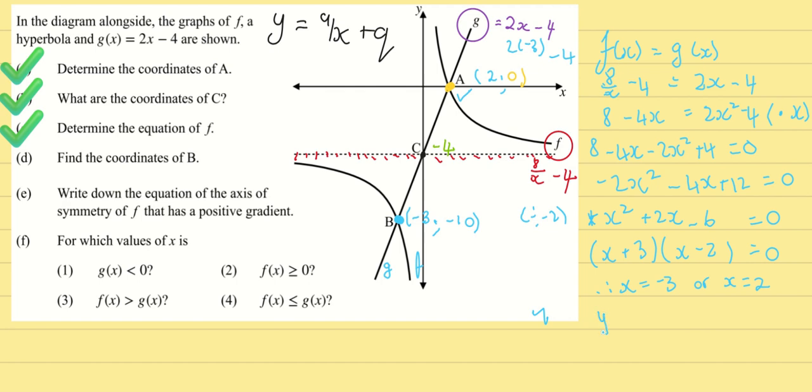Okay, but we can write it down over here on the bottom right. We can say that y is equal to 2x minus 4 is equal to 2 times our negative 3 minus 4 to give us that answer of negative 10, right? And so the coordinates of B is at minus 3 and at negative 10.